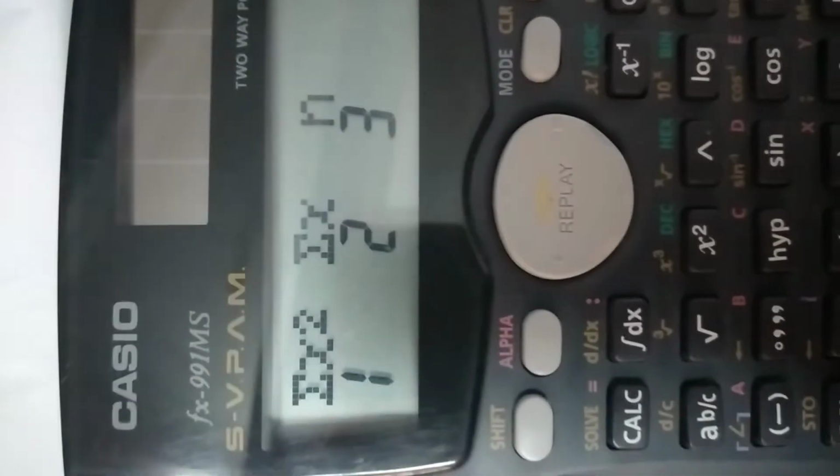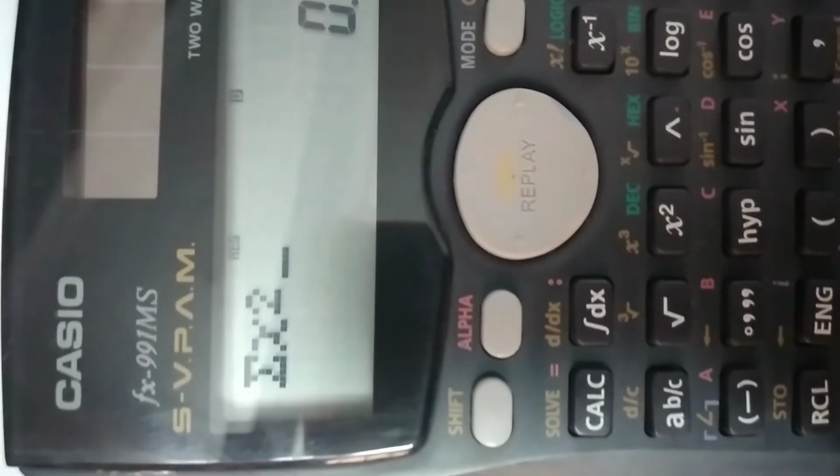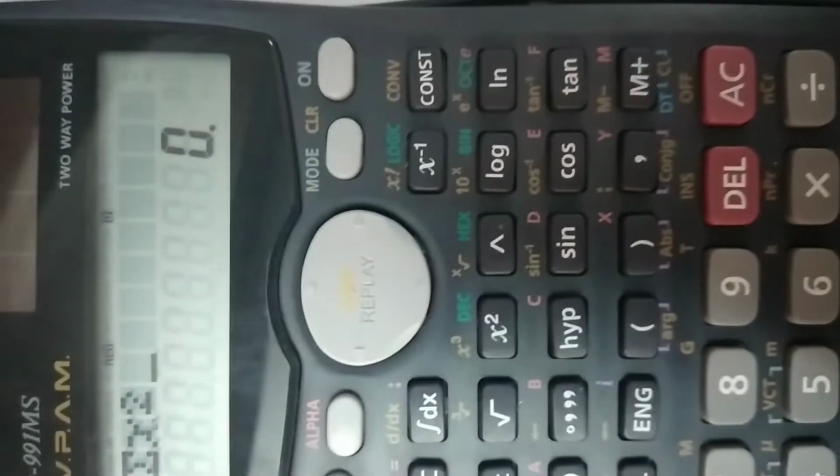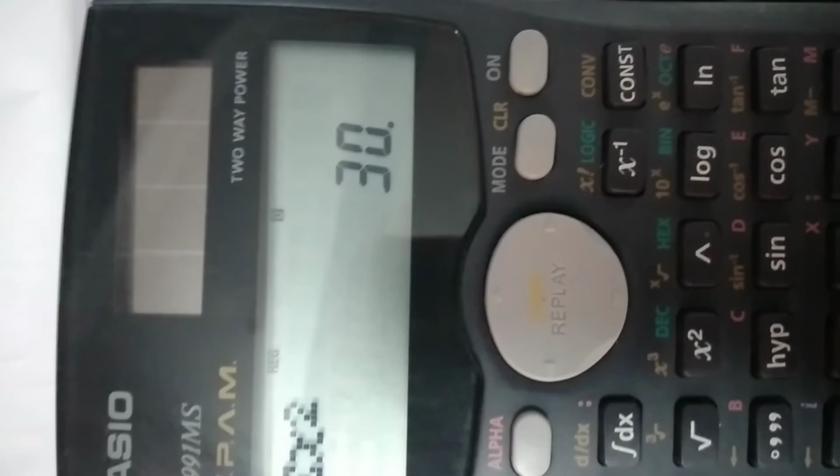If you want the summation x square value in the examination, you can write the value summation x square 1 is equal to, and operate is equal to. At the end, you will get the value: summation x square is equal to 30.